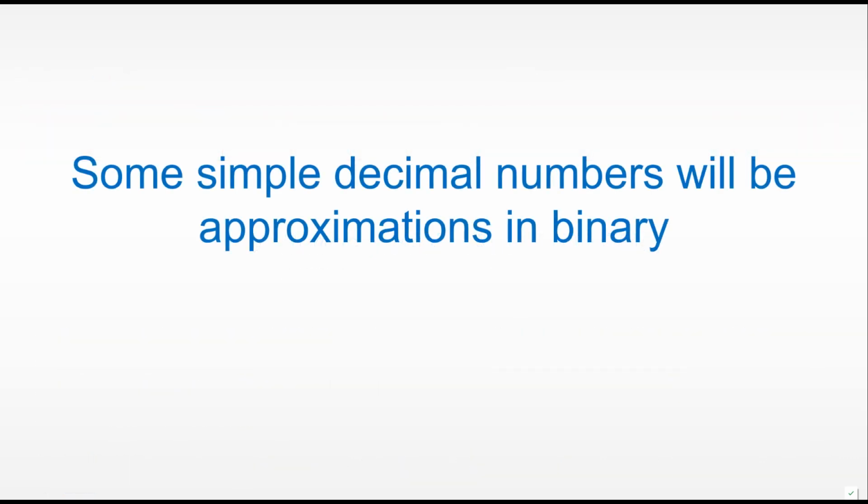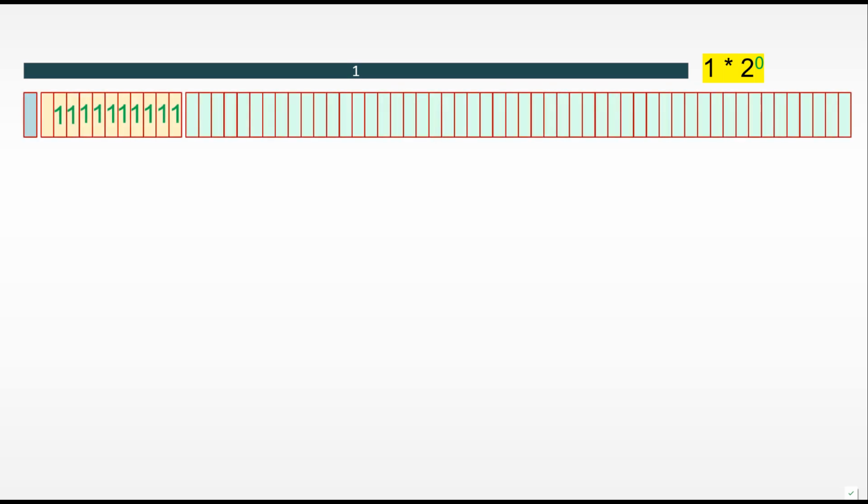Something else which many people get confused about is why simple decimal numbers give us strange results in JavaScript. And the reason for this is because sometimes simple decimal numbers do not make simple binary numbers. For example, if we have the number 1, which we can represent in binary as 1 times 2 to the power of 0. This is how we would describe this number using the bits notation. Notice this is quite straightforward. We just have a number of ones in the exponent and then everything else is 0.